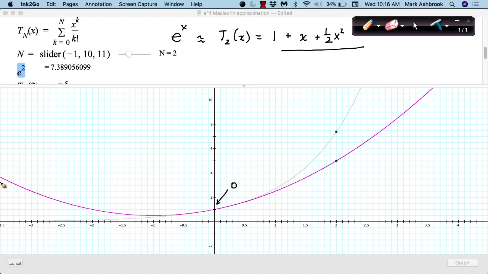So then what I want to do is look at this second degree Taylor polynomial evaluated at 2. And so what will that be? That'll be 1 plus 2 plus 1/2 times 2 squared, which is 5? Is it 5? It is. Oh, I guess it is. Okay. So we get 5. Is that how it's computing e squared?